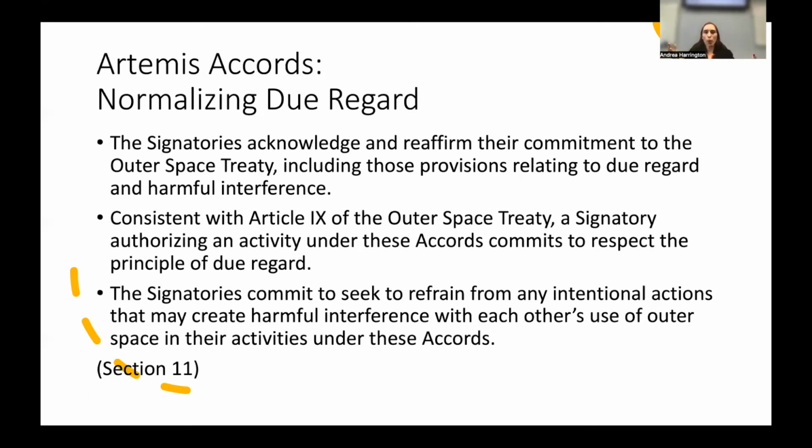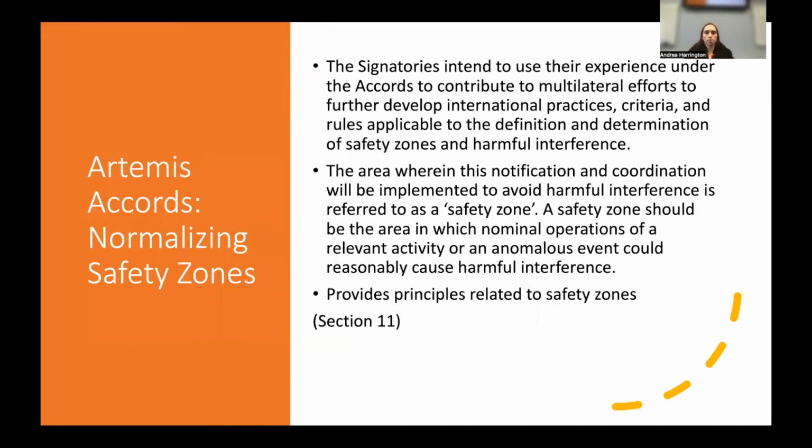So those states that are part of the Artemis Accords, right, their practice is providing evidence of how they see the use of these principles moving forward. Section 11 also addresses safety zones and harmful interference with regard to safety zones. I put it here just because I know that's one of the key areas that are being looked at for norms of responsible behavior in space, and showing that we're trying to normalize in our state practice, as the members of the Artemis Accords, that these safety zones may be necessary and can be conducted in accordance with international law and are specifically used to avoid harmful interference.